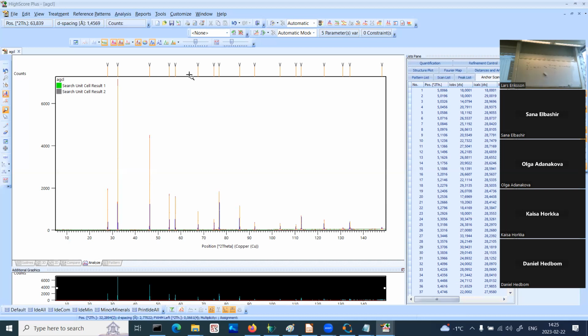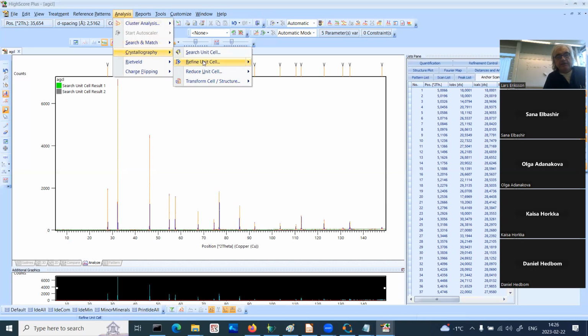There are some varying results. If that is good or bad. I mean, refinement, one refine. So we just count. Yes, but we can do that. Analysis, crystallography, and refine unit cell. Now we have, I think I chose two different similar. Which one should we choose? We can take the first one.